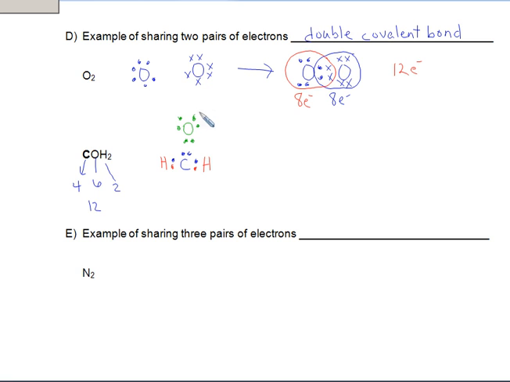Let's take a look at the Venn diagram now. If we circle all of the electrons that oxygen gets to count as part of its valence shell, we can see that we have 8 electrons. If we do the same thing for carbon, again, we have 8 valence electrons. And if we follow up with hydrogen, we can see that each has 2 valence electrons, so that they are isoelectronic with helium. So each one of them has met the octet rule.